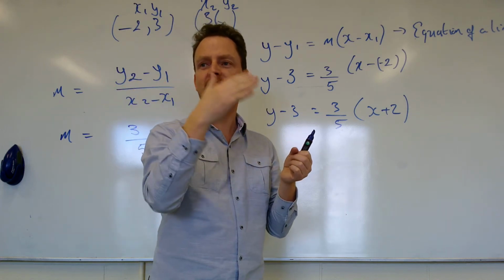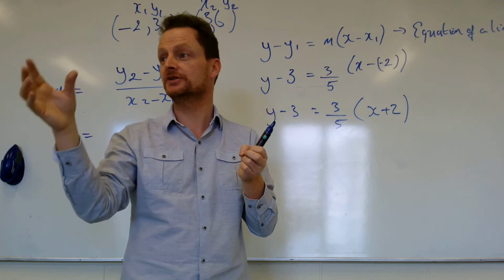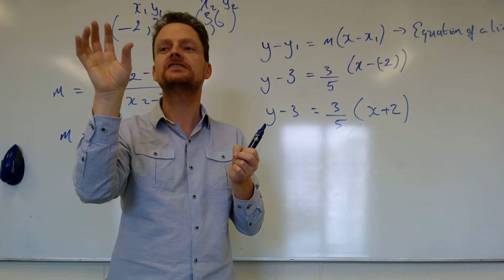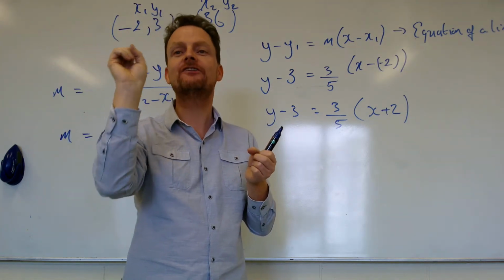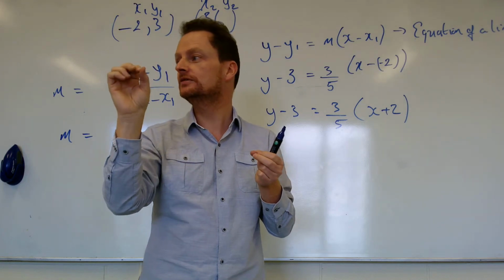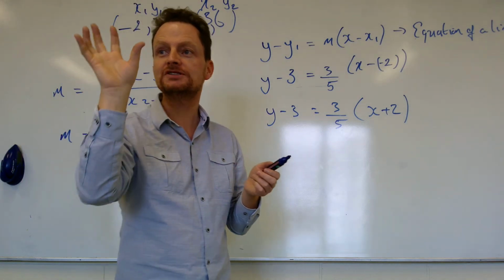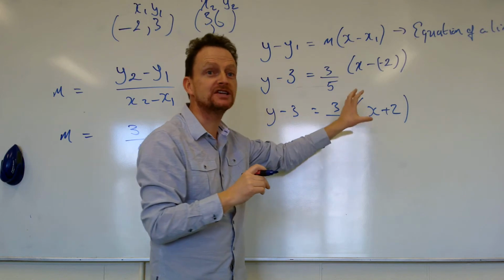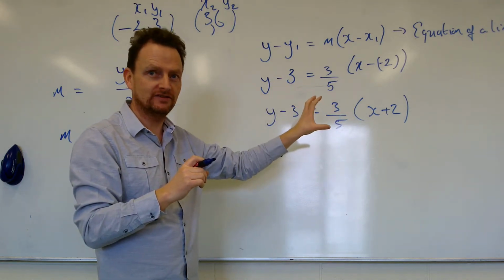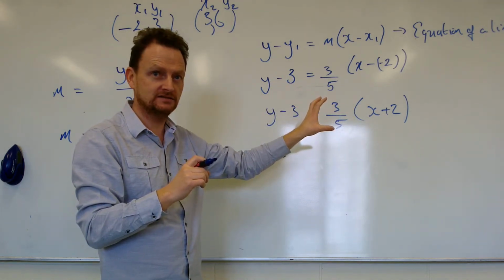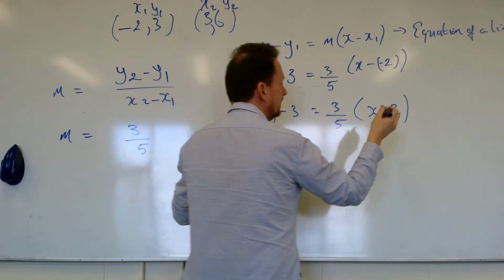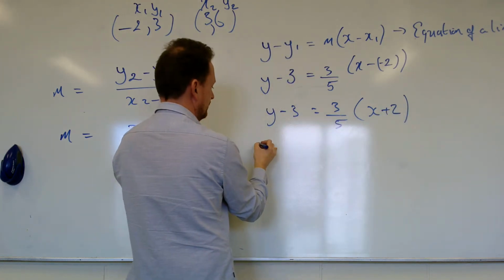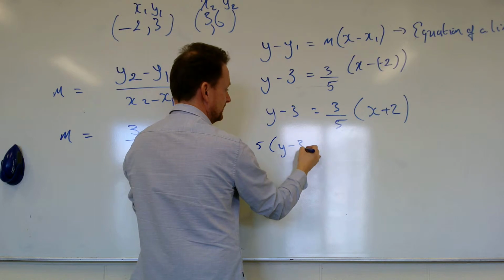If I add something and I want to remove it, I want to balance it, what must I do? You then subtract it. If I divide something, what must I do? Multiply. So we're going to multiply both sides by 5. So I'm going to go 5 times y minus 3.